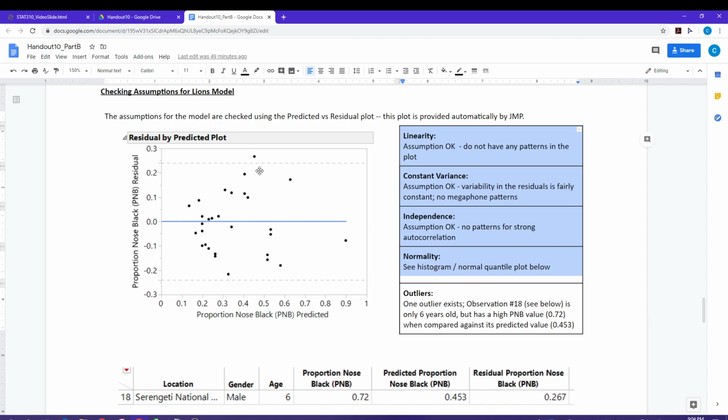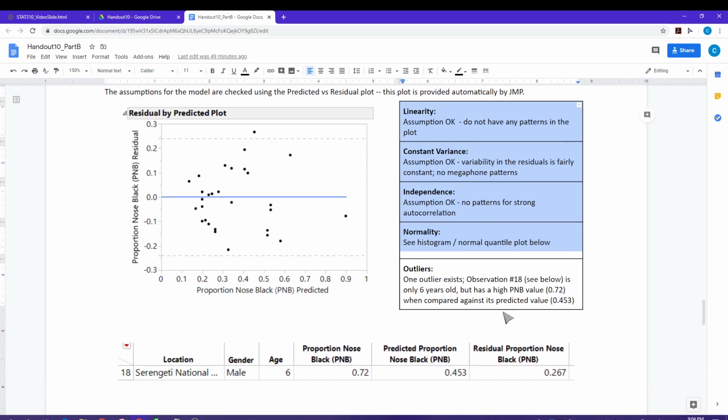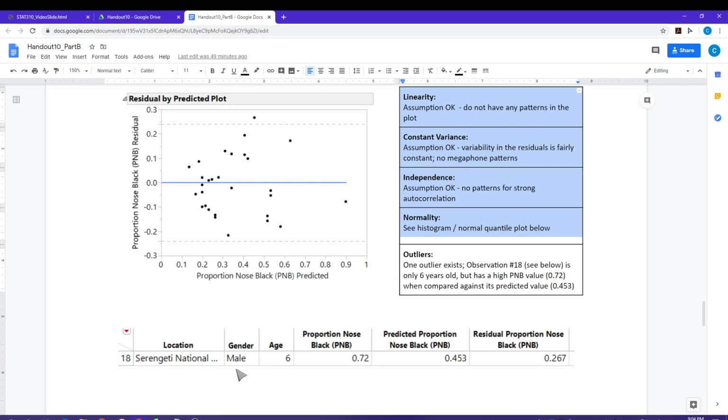I do have one outlier here, observation number 18. What we do in practice is we could take this observation out and then just refit the model and see how much it changes things. If it doesn't change things very much, then we can just go ahead and leave that lion in our analysis. If it tends to change the model a lot, then you have a decision to be made of whether or not you want to include this particular lion in your model.